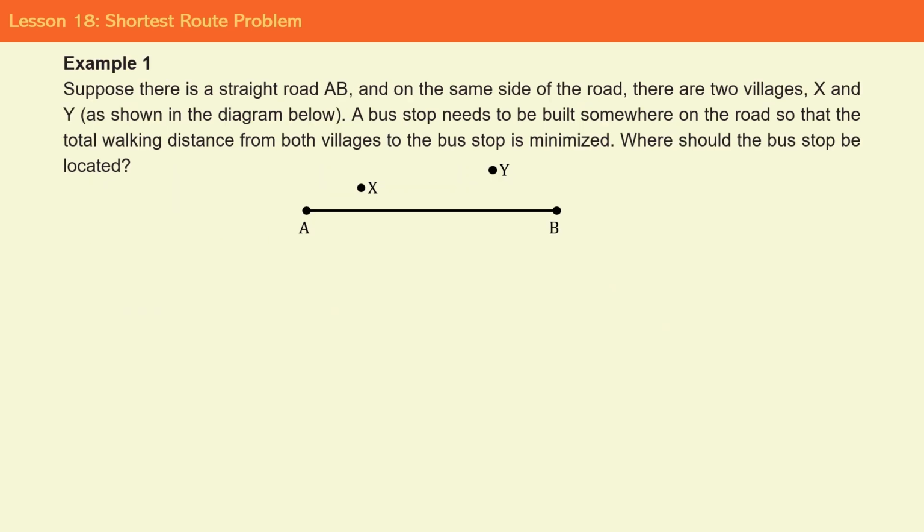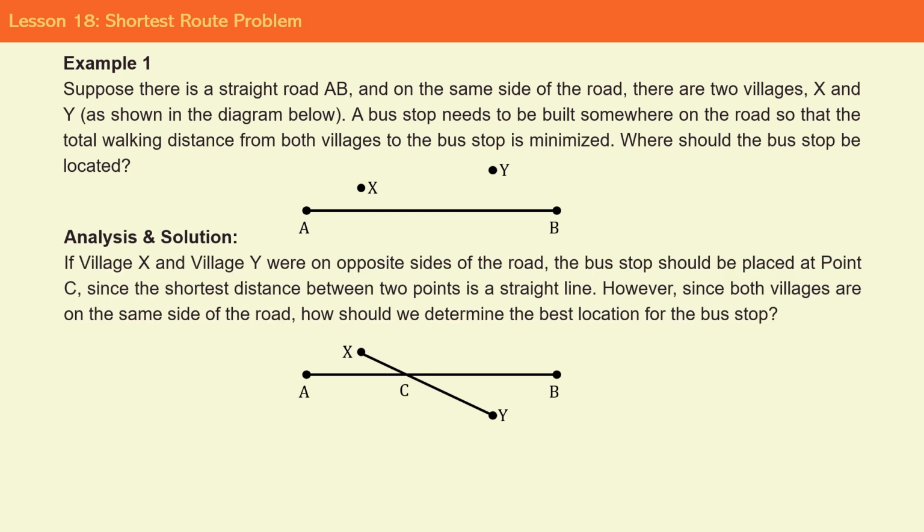Example 1. Suppose there is a straight road AB, and on the same side of the road, there are two villages, X and Y, as shown in the diagram below. A bus stop needs to be built somewhere on the road so that the total walking distance from both villages to the bus stop is minimized. Where should the bus stop be located?